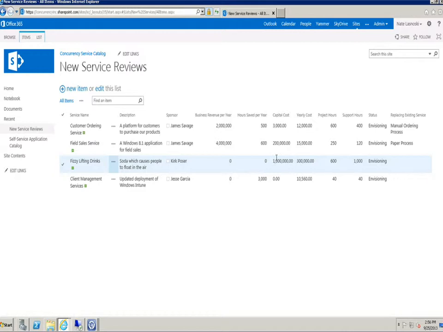Also, I have hours that are saved per year. I'm probably not saving a whole lot of hours. In fact, I'm probably negatively impacting people's productivity by building a soda that causes them to float up in the air. However, to build the soda that causes them to float up in the air, it's going to be really expensive. So this allows me to show in a pretty silly example how I'm differentiating between something that's going to be very valuable to the business and something that's not so valuable to the business.